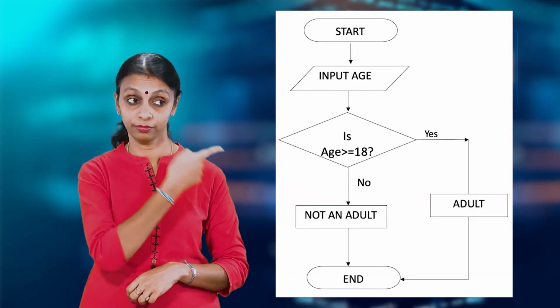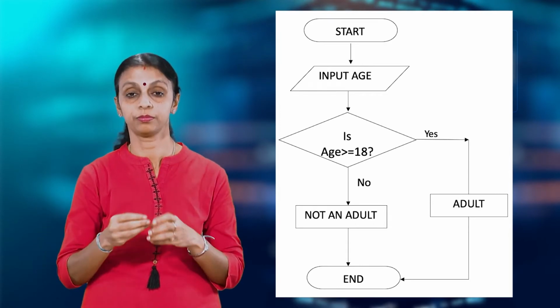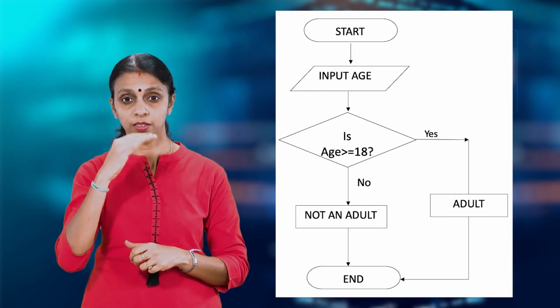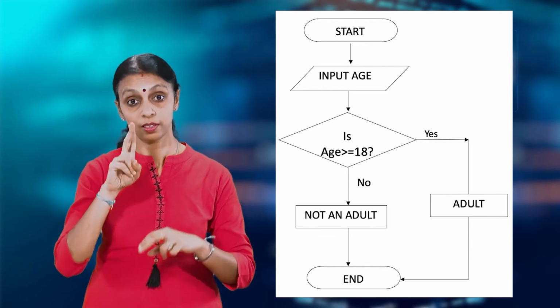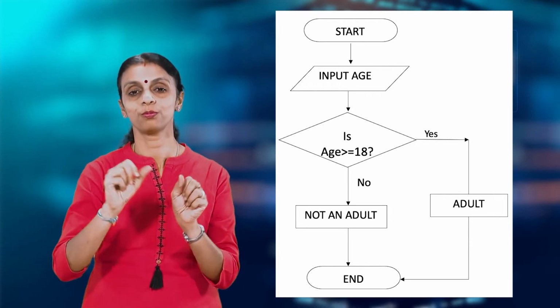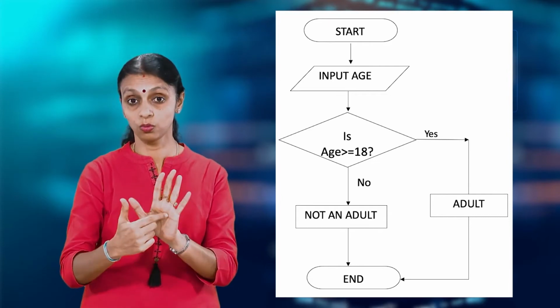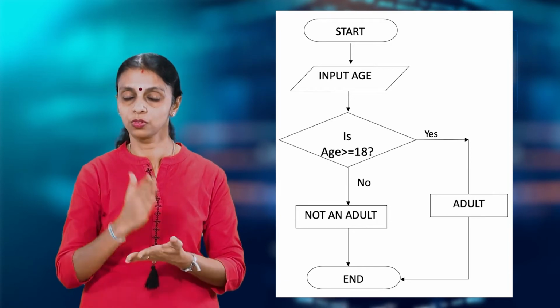This is the flow chart. Input the age. Check whether age is greater than or equal to 18. If yes, print adult. If not, print not an adult. Stop. This is the logic.